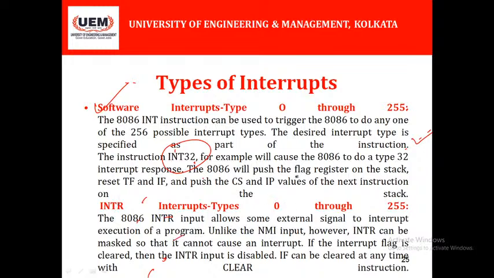INT32, then what it does: the 8086 puts the flag register value on the stack, resets the trap flag and interrupt enable flag, and pushes the values of CS and IP for the next instruction. Next is INTR, interrupt request. There are a total of 0 to 255 types of it. The 8086 INTR input allows some external signal to interrupt execution of the program.